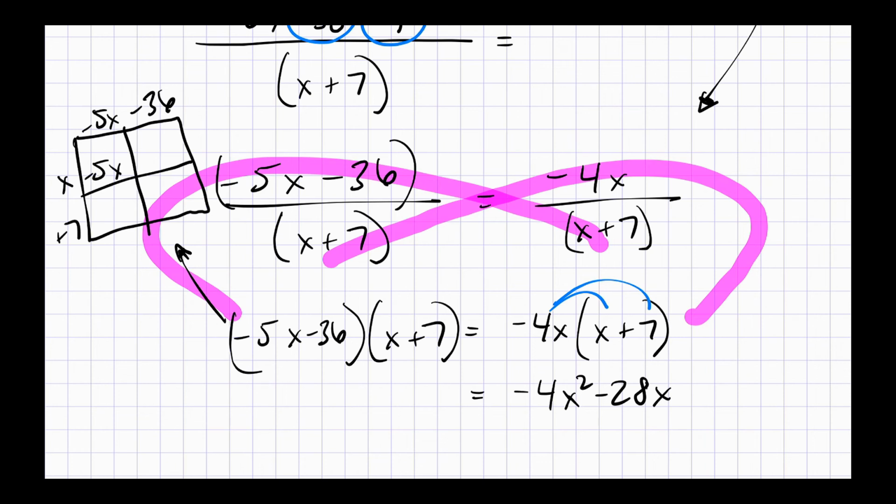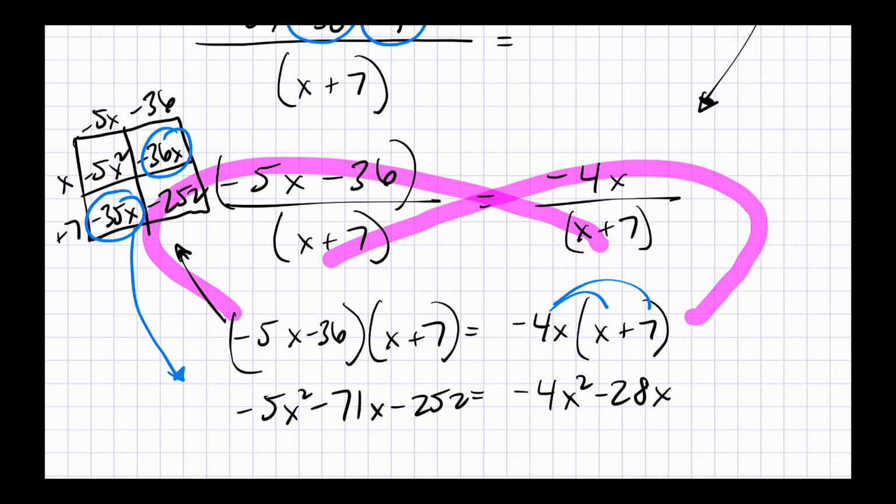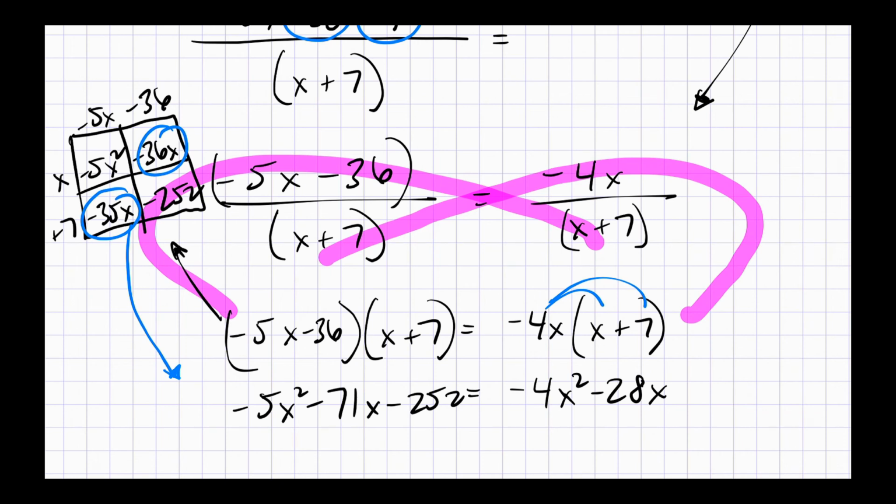So you get negative 5x squared, negative 36x, negative 35x, and then this is a big one here, negative 252. Thank you. Negative 252. Okay, combine these two, bring them back.